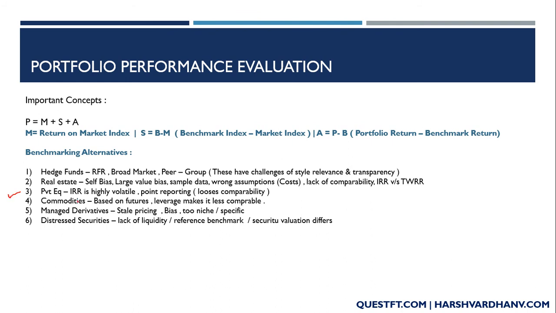Private equity, again, IRR is highly volatile and point reporting loses the comparability. So why is IRR very highly volatile? Let us take an example from the Zomato case. Naukri.com invested in Zomato some 8-9 years ago, and they have not seen the profit till date when they actually got listed. When they actually got listed, that time the Naukri.com PE portfolio must have seen the positive IRR, right? Over here they were seeing all negative IRR. So elongated negative IRR, and then the IRR goes really up once it is listed or it becomes liquid.